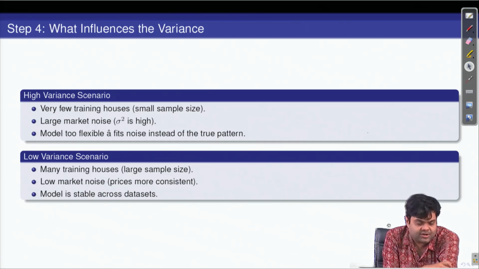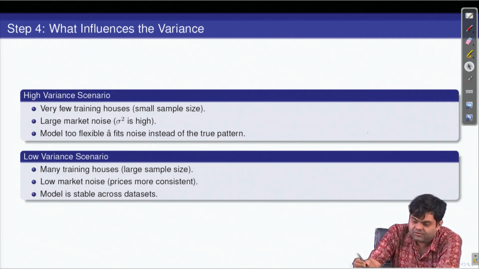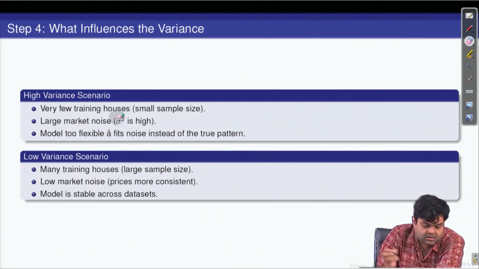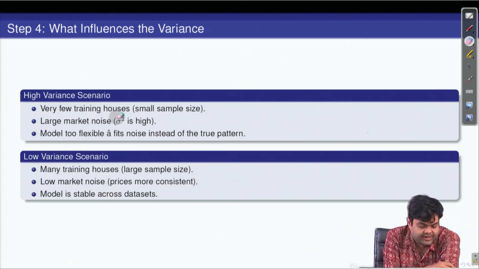A high variance scenario will be very few training houses, large market noise, and a model that is too flexible, that is, it fits the noise instead of the true pattern. If you have many training houses, like a large sample, that will potentially lead to a low variance scenario.